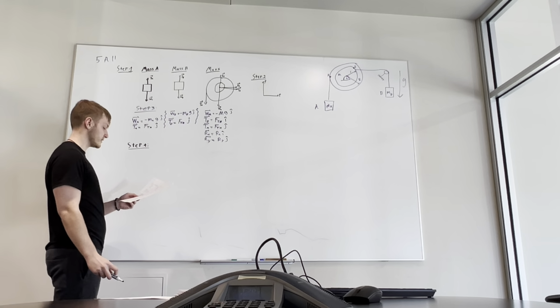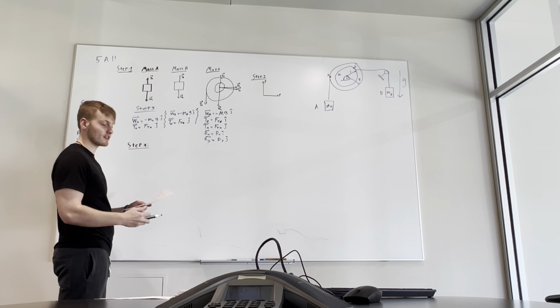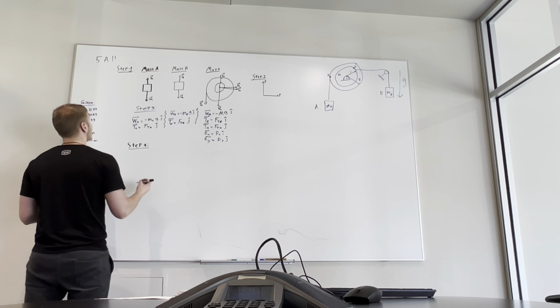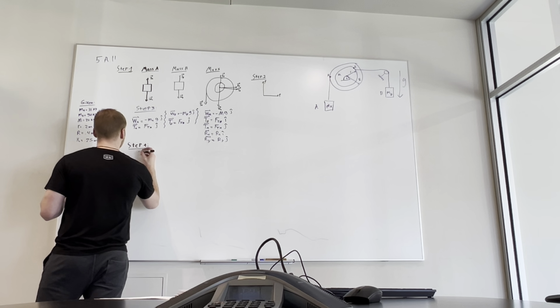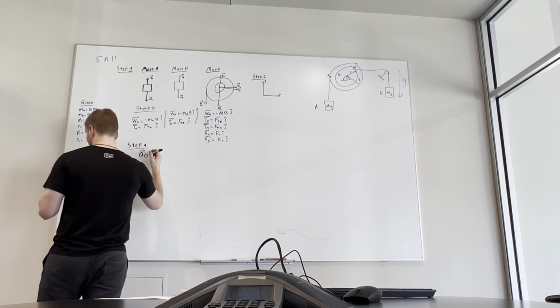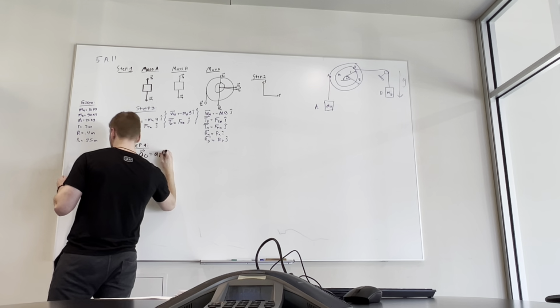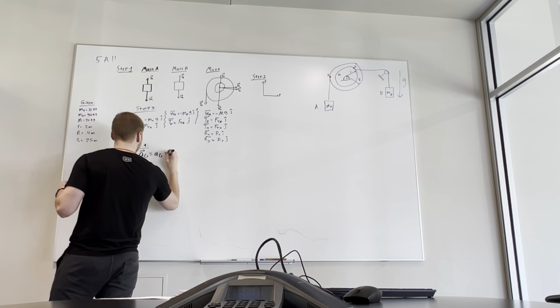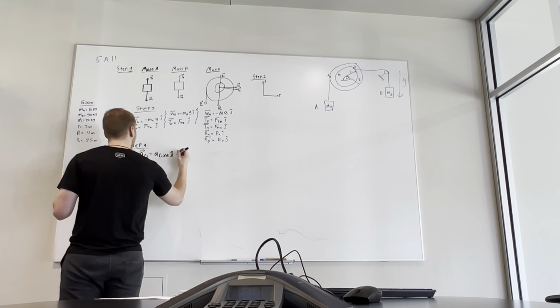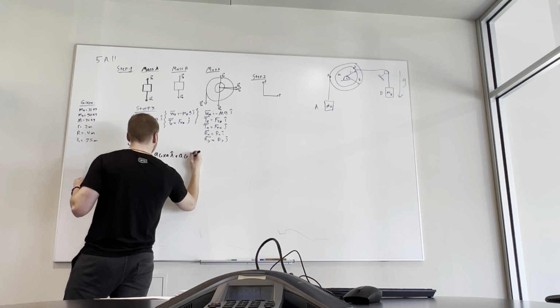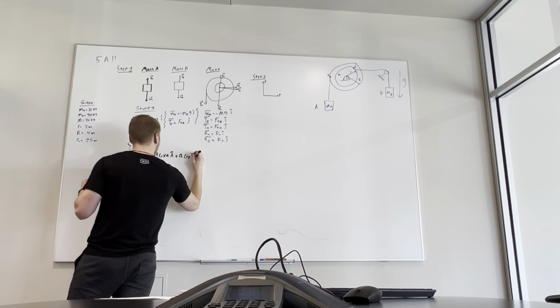Okay, so for step 4, it says to write out the acceleration in vector form for every mass. For mass A, it will be vector AG is equal to AGXA in the I component plus AGYA in the J component.